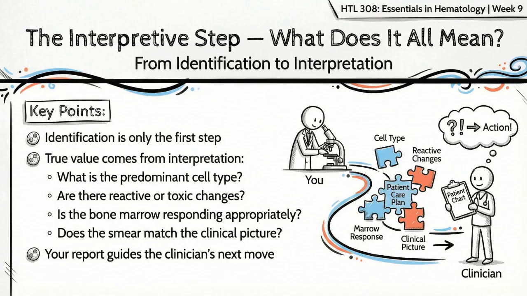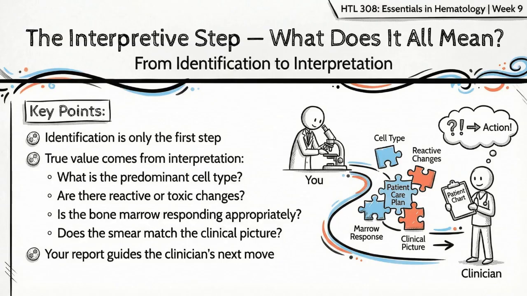It means not just reporting 3+ toxic granulation but understanding that this finding, combined with a left shift and leukocytosis, is telling a story about a serious bacterial infection. It means not just reporting reactive lymphocytes but recognizing that in a 20-year-old with a sore throat, this is almost certainly infectious mononucleosis until proven otherwise.